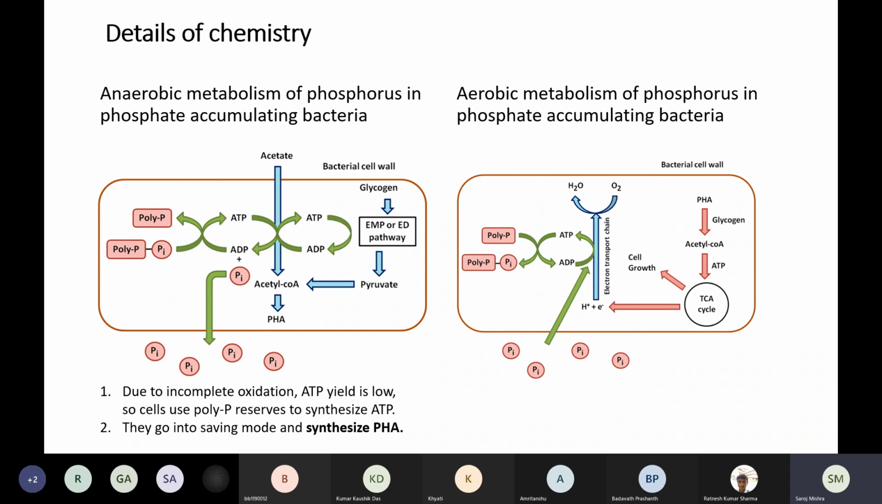So is this slide clear to everybody? Yes, ma'am. Okay, anybody else in the class, do you have any questions, or is it really self-explanatory? But just pay attention to it, especially in terms of availability of ATP under anaerobic or under aerobic metabolism.